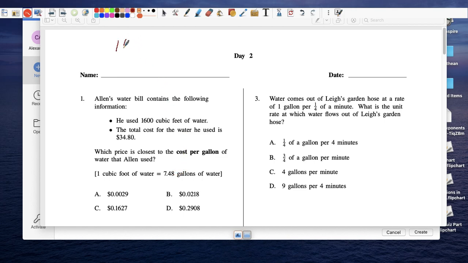So let's see how much 1,600 cubic feet times 7.48 is. If I multiply those two, that means in gallons, that's 11,968 gallons. Right, so we want to know the price per gallon, so we want the unit rate. So he paid $34.80 for 11,968 gallons. Right, so that's what we needed to find out first.